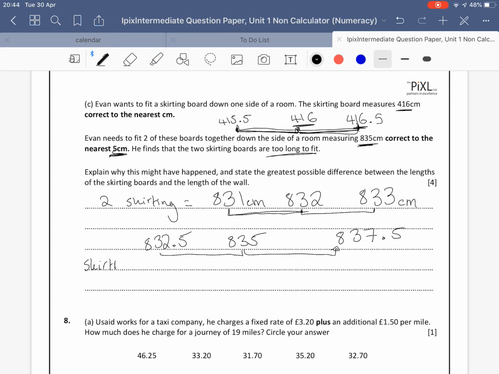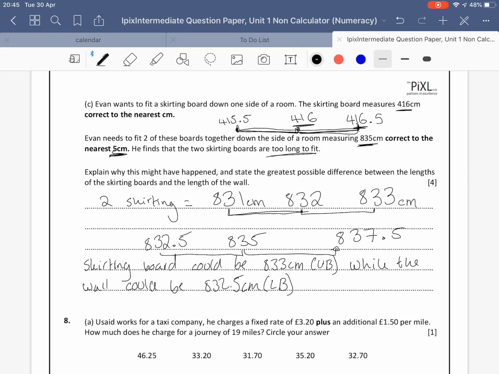Skirting boards could be 833 centimeters, so upper bound, just put UB for upper bound, while the wall could be 832.5 centimeters, which is its lower bound. Okay. Oh god, full marks is a lot.